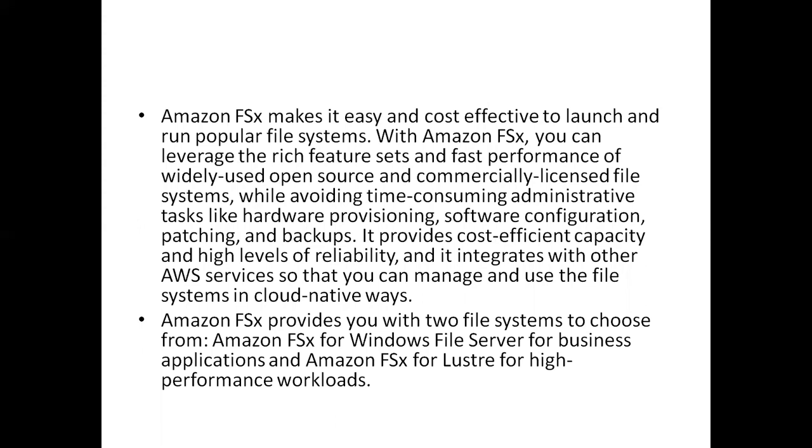When configuring FSx, we have two choices. One is Amazon FSx for Lustre, which is used for high performance workloads. But in our case, we are going to use Amazon FSx for Windows File Server. You can read it here: it makes it easy and cost-effective to launch and run popular file systems. With Amazon FSx, you can leverage the rich feature sets and fast performance of widely used open source and commercially licensed file systems. Guys, basically, why do we use a file system?